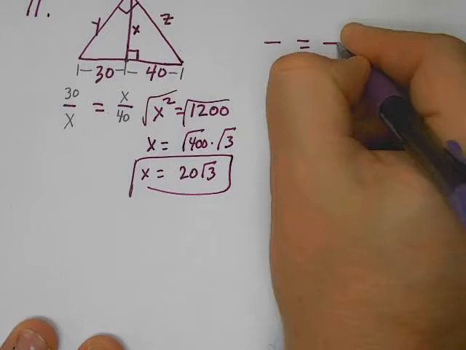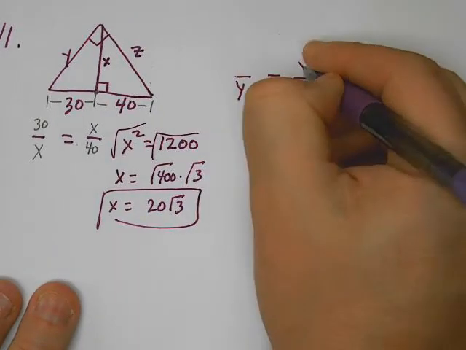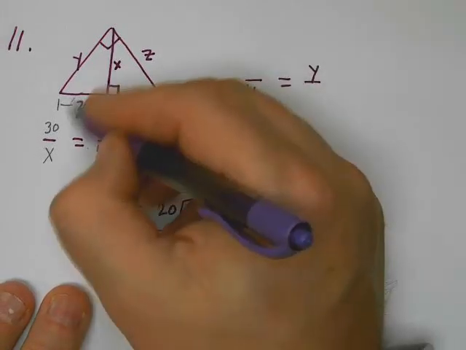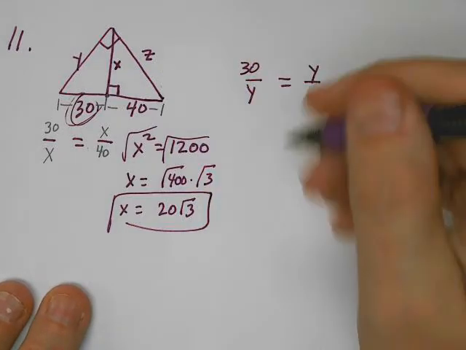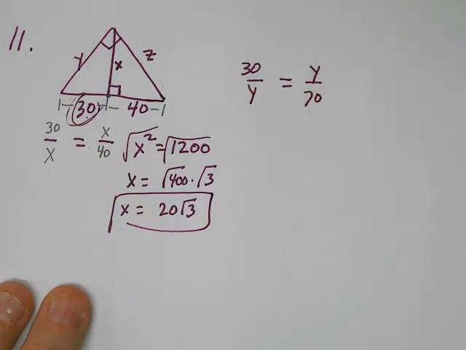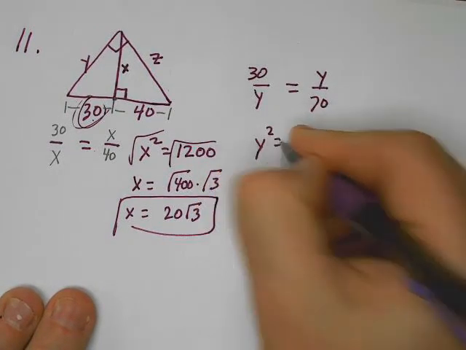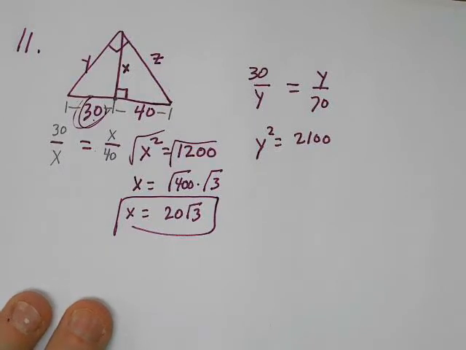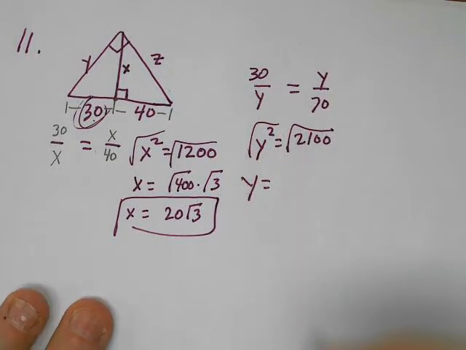All right, so now y is the geometric mean between the adjacent side, which is 30, and the entire hypotenuse, which is 30 plus 40, which is 70. That's always the case. So y times y is y squared, and that's equal to 2100. Okay? We take the square root, and we end up with y.